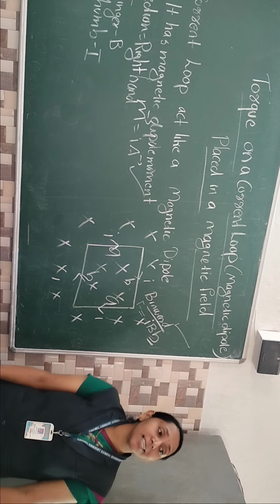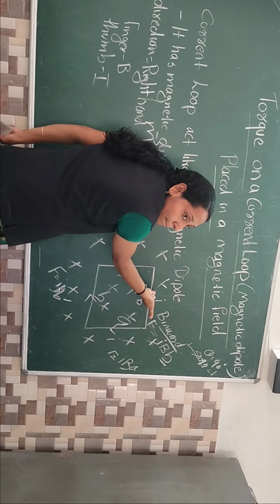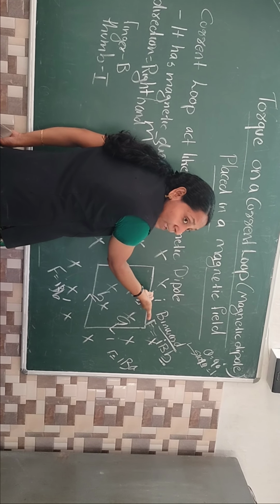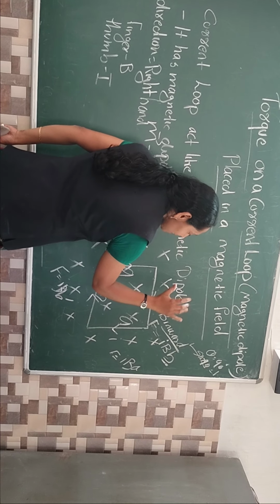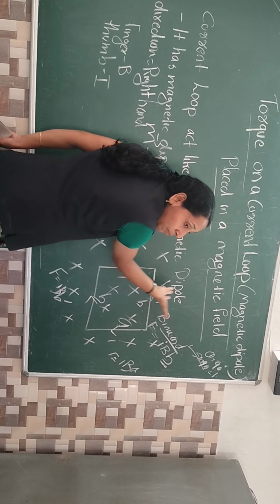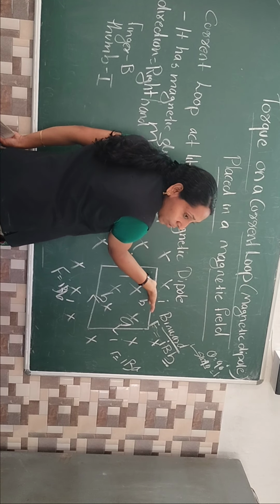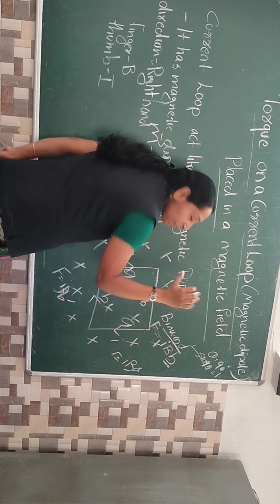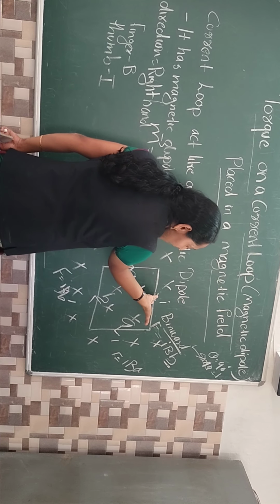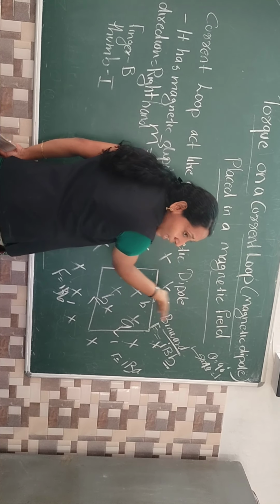So magnetic field inward, current in this direction. So what is the direction of force, brother? Magnetic field is inward, current in this direction. So direction of force, Akash, downward. Look where the palm is, sir. Magnetic field inward, current in this direction. Where is my palm? Upward, right? My palm is upward, right?